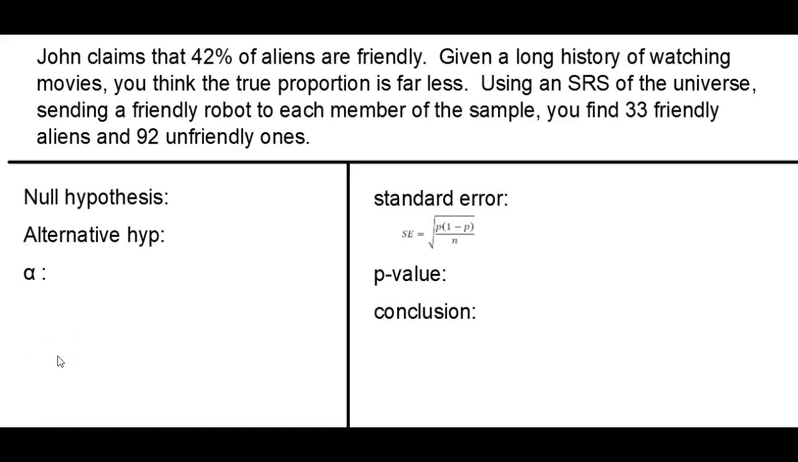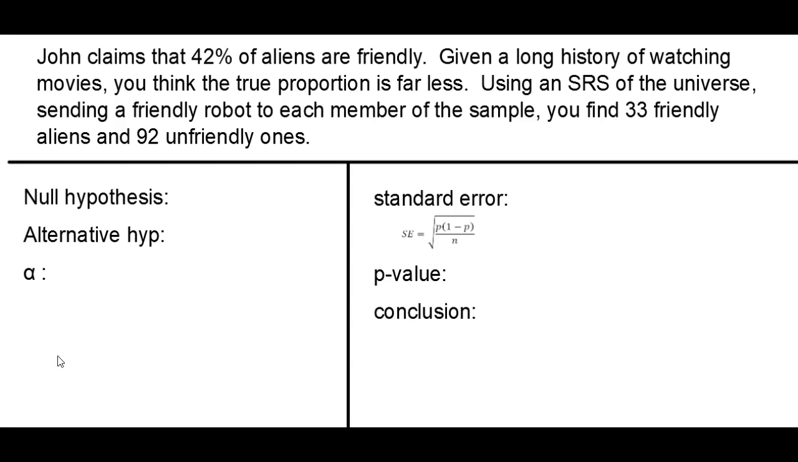We're going to look at the calculation of a p-value and the conclusion that we'd make from a hypothesis test using the normal curve as our model instead of a simulation. We'll still use the StatKey website to do our calculation, but we're going to use a different model or approach on how to calculate. So this statement says, John claims that 42% of aliens are friendly.